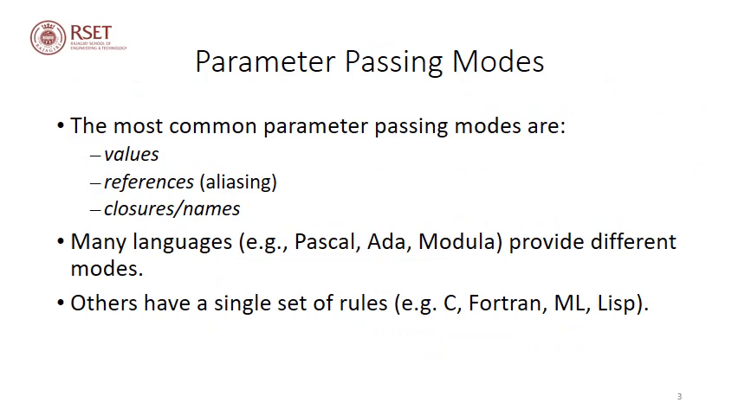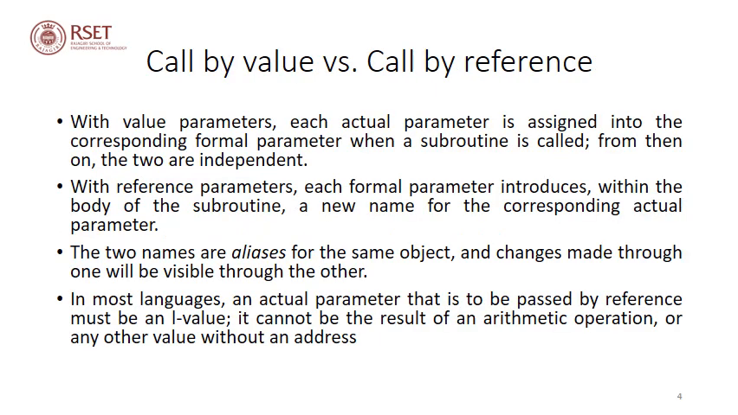Let's now discuss the different parameter passing modes. The most common parameter passing modes are call by value, call by reference, call by closures or call by name. Many languages support different parameter passing modes, while others have a specific parameter passing mode by default. I'm sure you're familiar with the terminologies of call by value and call by reference because in C you might have learned about it.